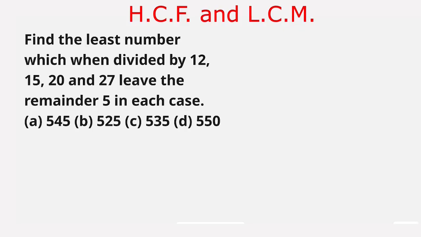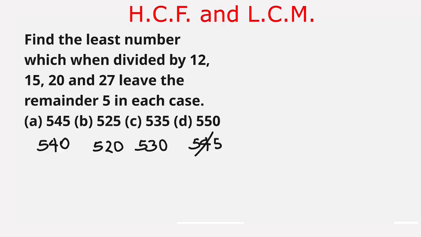Option A, the number becomes 540. This is ending with 0. 525 becomes 520. This is also ending with 0. Option C becomes 530 after subtracting 5 from 535. This is also ending with 0. And option D is 545. This is not ending with 0. So option D cannot be our answer.